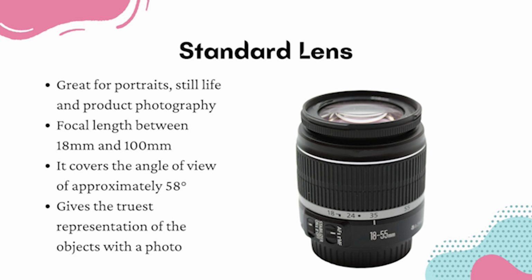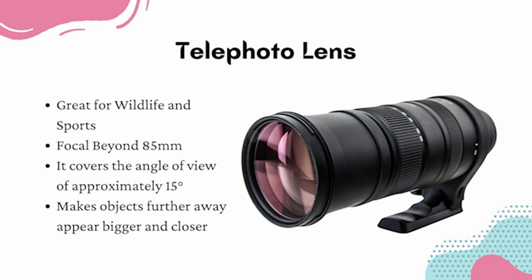A standard lens between 18mm and 100mm is considered a normal lens and provides the truest representation of the objects in the photo. This is the best focal length for portraits. A lens with a focal length longer than 85mm is considered a telephoto lens and is ideal for sports and wildlife photography. The next number you'll often see on your lens is the aperture.